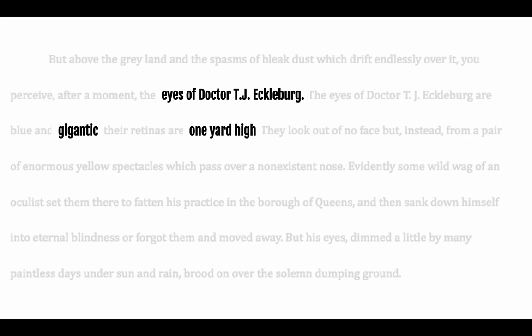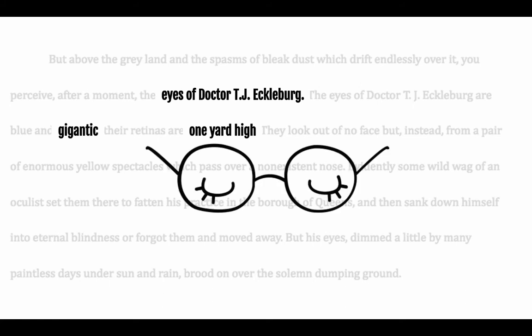I'm actually kind of confused by this image, and it's kind of creepy. There's like these giant eyes. So not only are there these like ghost men, ash men, but there are also these spooky giant eyes floating out on the horizon of this gray, bleak land. I'm not totally sure what's happening, so I'm going to read around this section here and see if I can figure it out. It looks like the eyes are so big that the retinas, that black part in the middle, are a full yard high, like 3 feet tall. And they're looking out through this gigantic pair of glasses over a non-existent face.